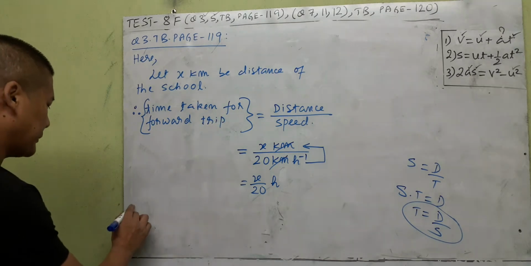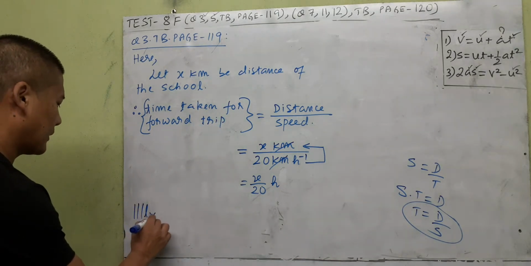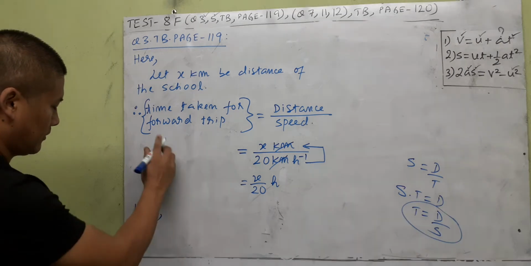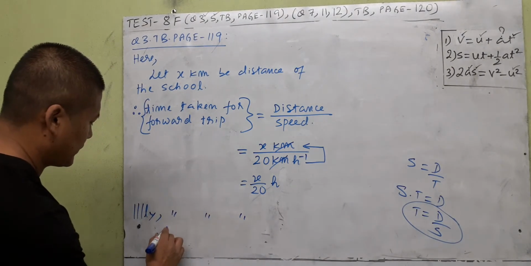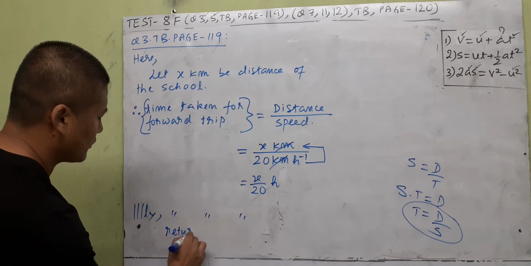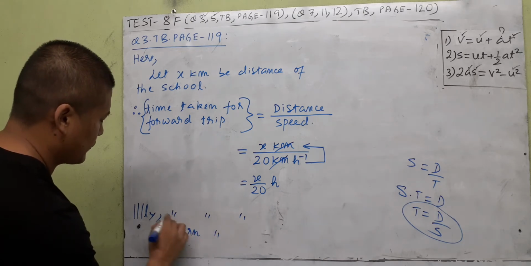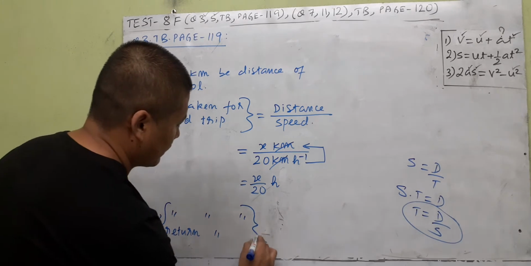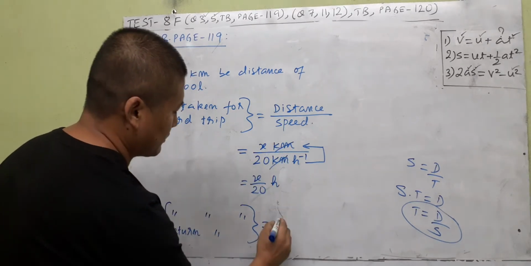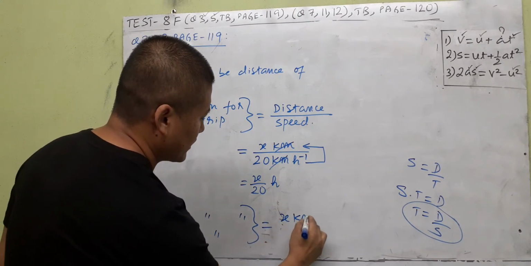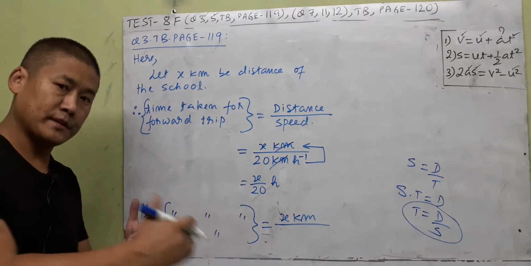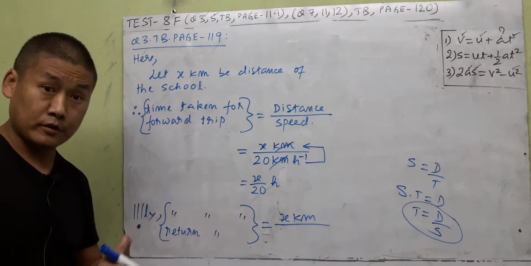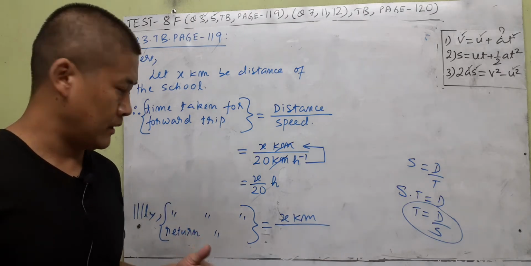Okay, similarly, time taken for return trip. Return means from school to home now. Return trip will be following the same formula, distance by speed. His distance will not change. From school to home also will be x. If the distance from home to school is x kilometer, from school to home also will be x kilometer. That's easy, right? Okay, that's good.